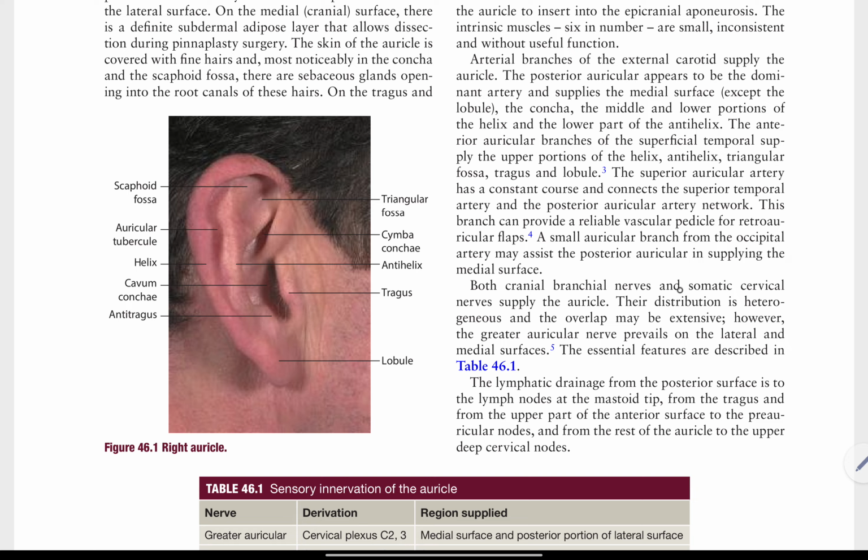Both cranial branchial nerves and somatic cervical nerves supply the auricle. Their distribution is heterogeneous and the overlap may be extensive. However, the greater auricular nerve prevails on the lateral and medial surfaces. The essential features are described in table 46.1.